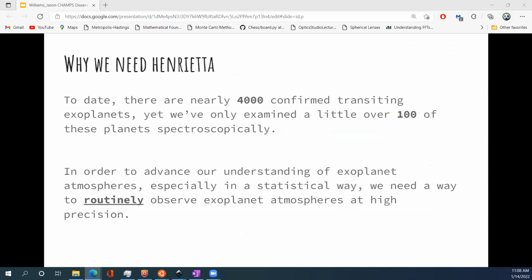To date, nearly 5,000 planets have been confirmed, and close to 4,000 transiting exoplanets. Yet we've only examined a little over 100 of these planets spectroscopically. That's primarily because there's no general instrument to observe exoplanet atmospheres. There are plenty of instruments that do it and do it well, but no dedicated exoatmosphere instrument right now. To advance our understanding of exoplanets, particularly in a statistical way, we need a way to routinely observe exoplanet atmospheres, and this is exactly what I designed Henrietta to do.